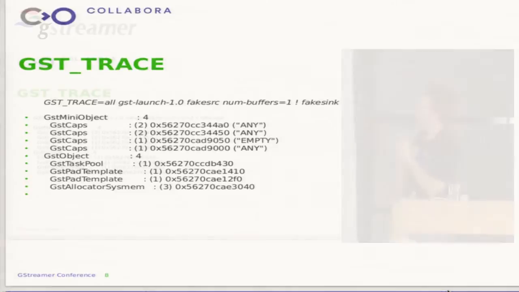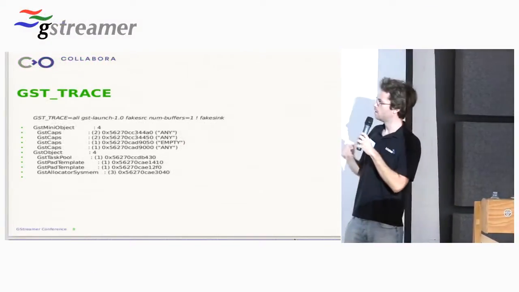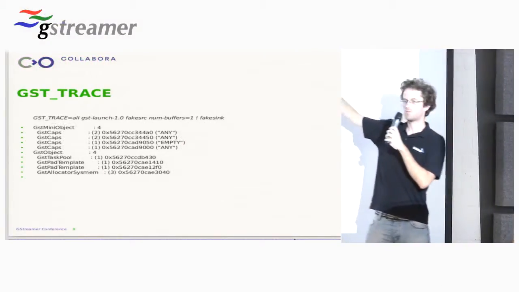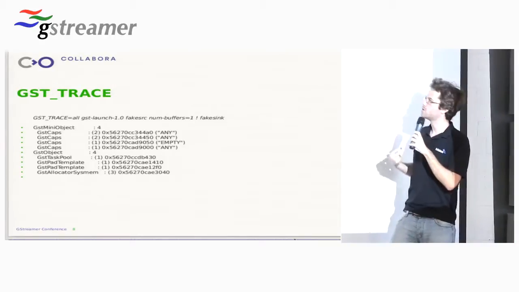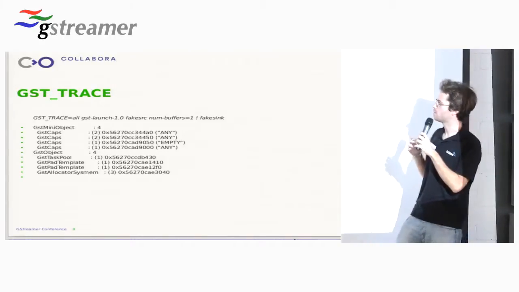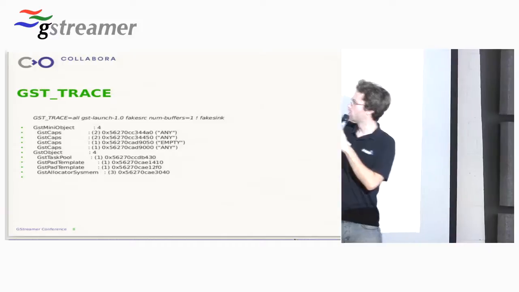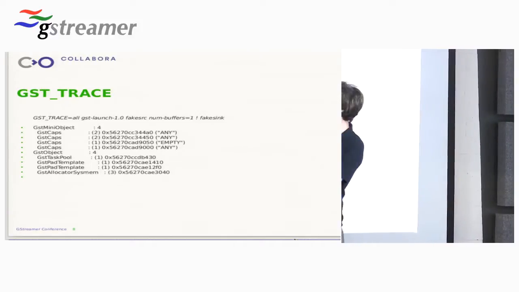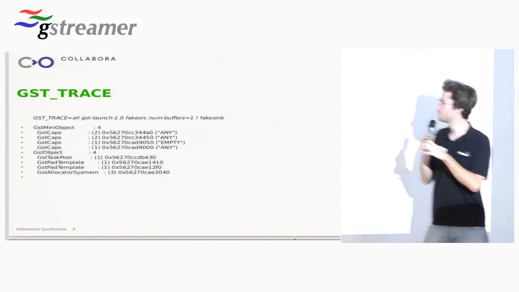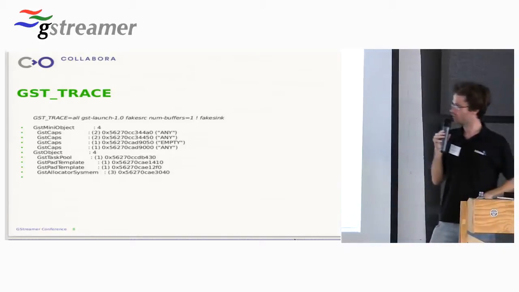So yeah, that's the kind of things Gst-trace will give you. This is working with all GStreamer versions except 1.10, which is coming, because it's been removed. I'll explain why. But it will give you all the objects which are still alive and their addresses. That's basically it, which is already pretty useful.